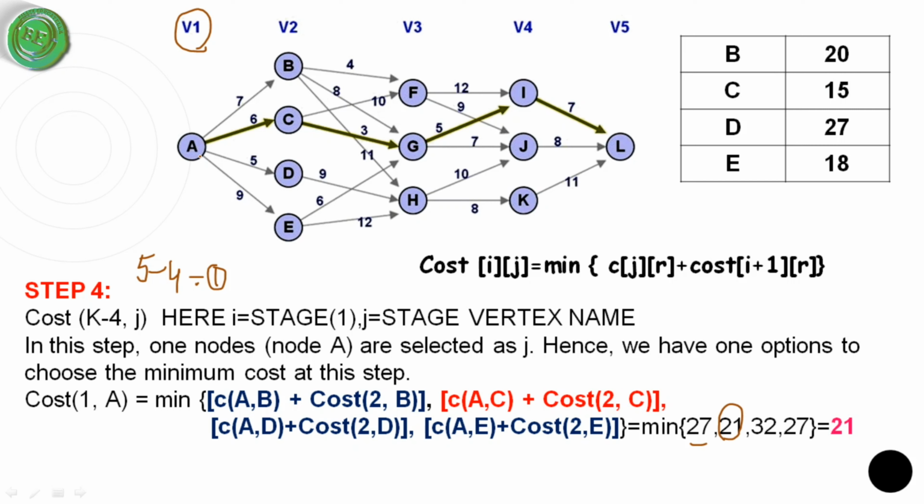And cost of a to d is 5. And cost of d is 27. 27 plus 5 is equal to 32. And cost of a to e is 9, plus cost of the second stage vertex e, which is 18. So 18 plus 9 is 27. Among these 4 values, the minimum one is 21. So 21 is selected. Now we have to find the shortest path by using these calculated values.